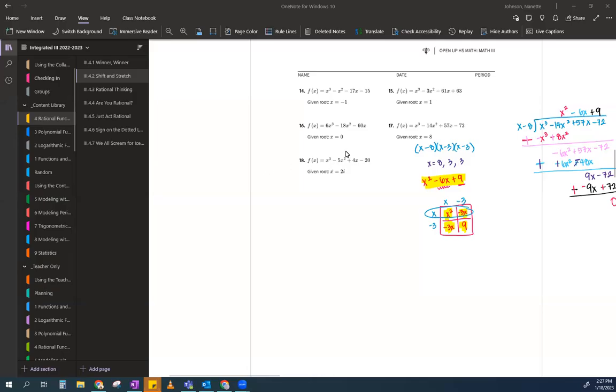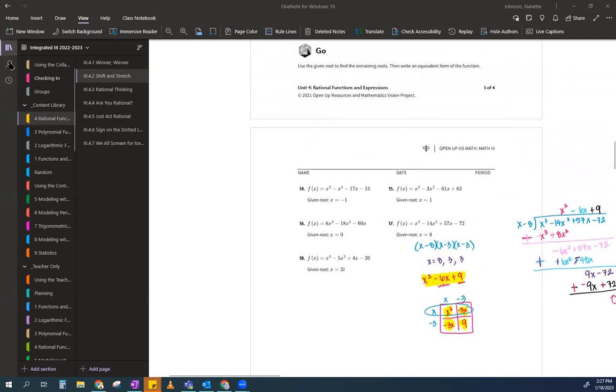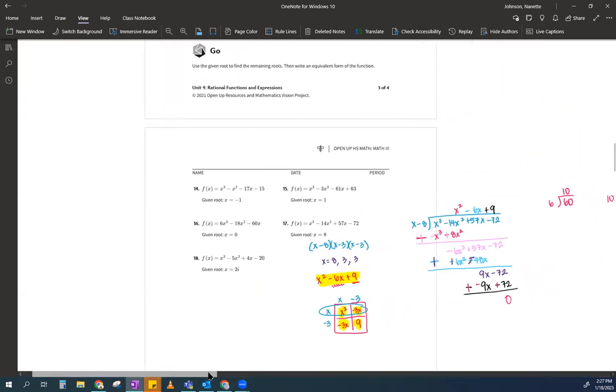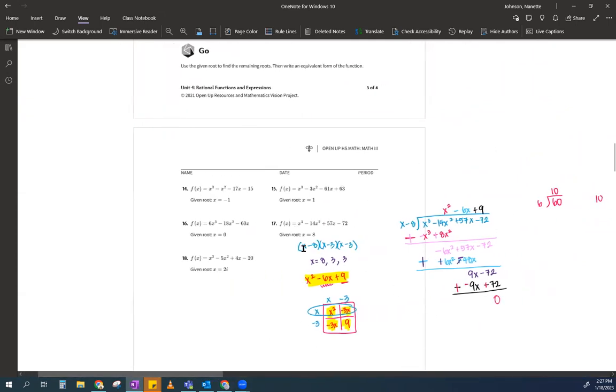Okay, so we're going to be doing 4.2, numbers 16 and 18. The directions are: use the given root to find the remaining roots, then find an equivalent form of the function. So they want you to find the roots and then write it in factored form. That's all they're saying.